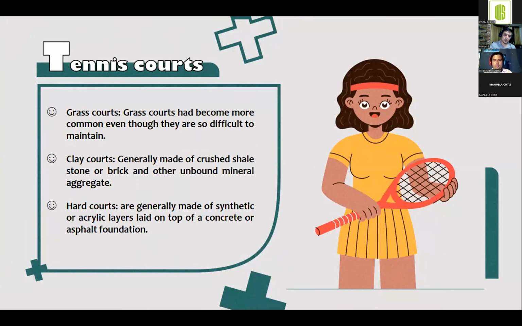The next topic is the tennis courts. Grass courts have become more common, even though they are difficult to maintain. The surface of grass courts is slippery, which makes the ball bounce faster and lower to the ground. Clay courts are generally made of crushed shell, stone, or brick or other unbound material aggregate. It makes the balls bounce slower and higher, favoring strong baseline players who play with a lot of top spin. This kind of clay court can be found in the Roland Garros tournament. Hard courts are generally made of synthetic or acrylic layers laid on top of a concrete or asphalt foundation. With hard courts, the game is easier to control because the bounce of the ball is quite predictable. You can find this type of courts in the US Open and Australian Open.